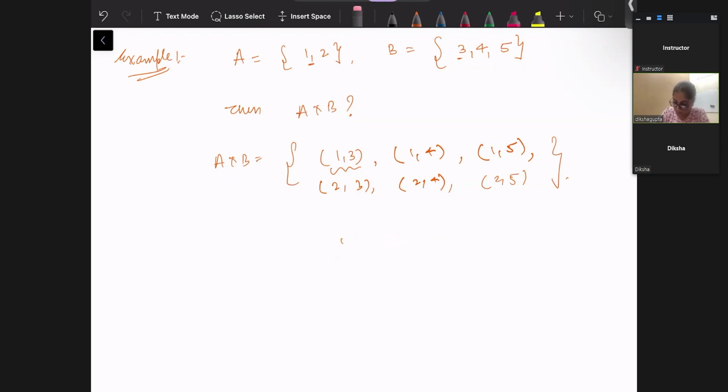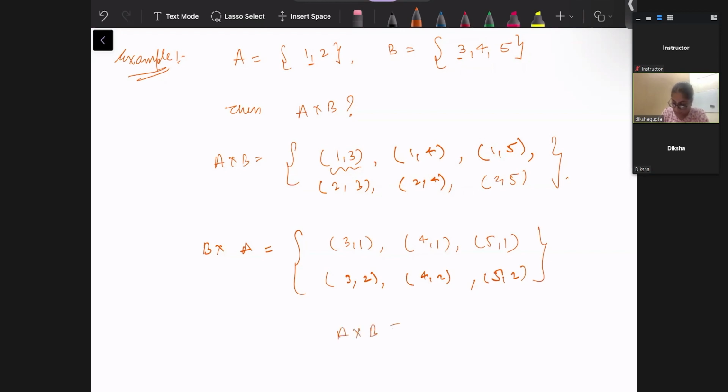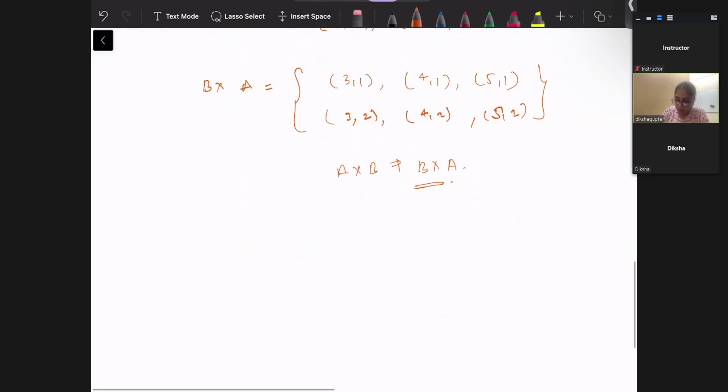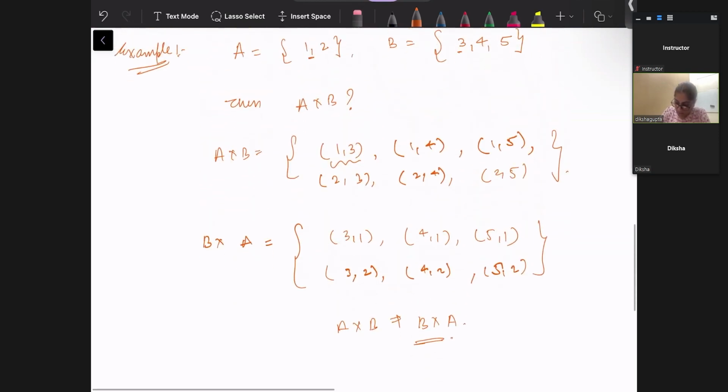Okay. Similarly, however, we can also talk about the set B cross A, which will look like 3 comma 1, 3 from B, 4 comma 1 and 5 comma 1, and then we have all the pairs with 2: 3 comma 2, 4 comma 2, and 5 comma 2. So you can clearly see that A cross B is not equal to B cross A. Okay. All right. So I hope the definition is clear, the example is clear.